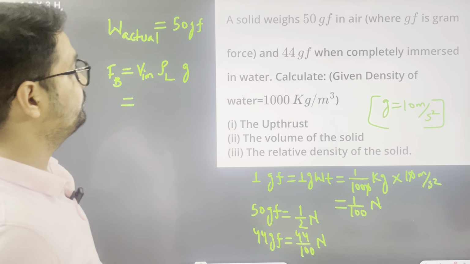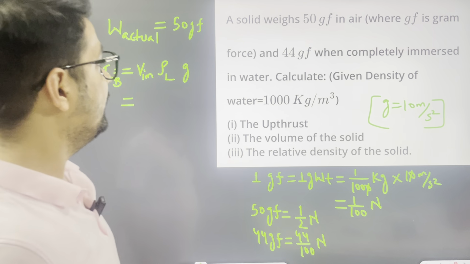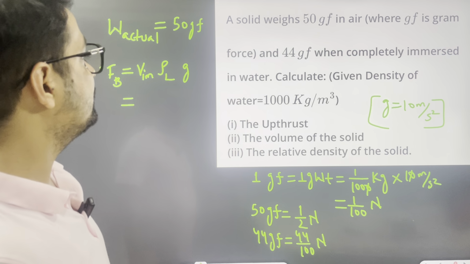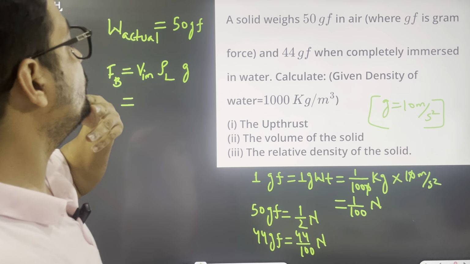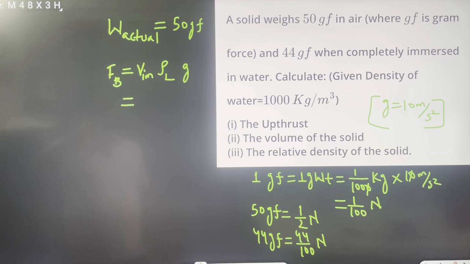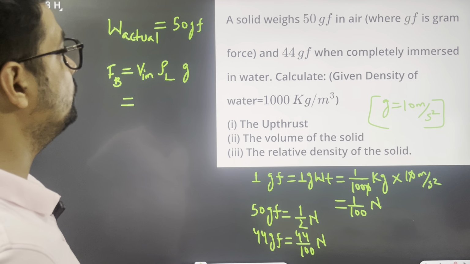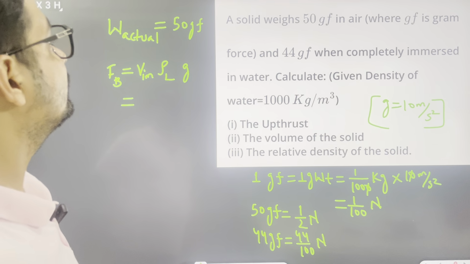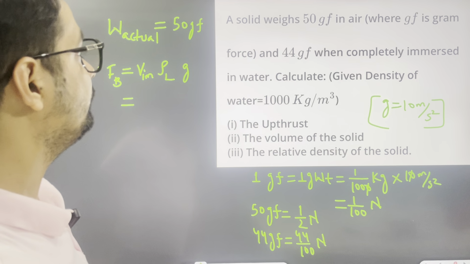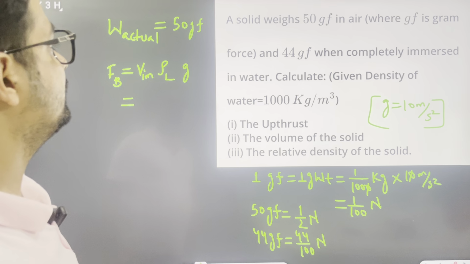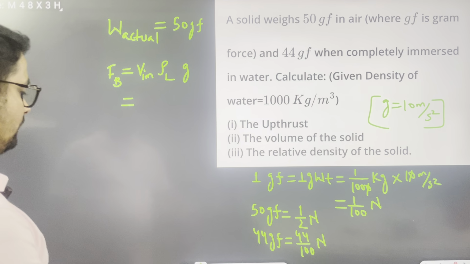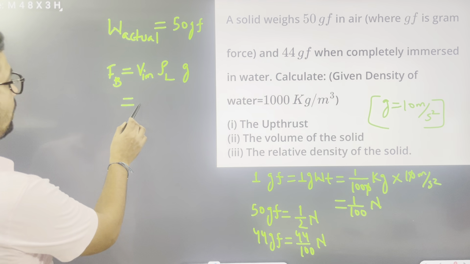Now V immersed. Here we are completely immersing this solid object, so we have to find the volume of this object. What do we know? We know the weight of the solid, and we know 44 gf when completely immersed in water. Here we don't know the volume, so how will we do it?